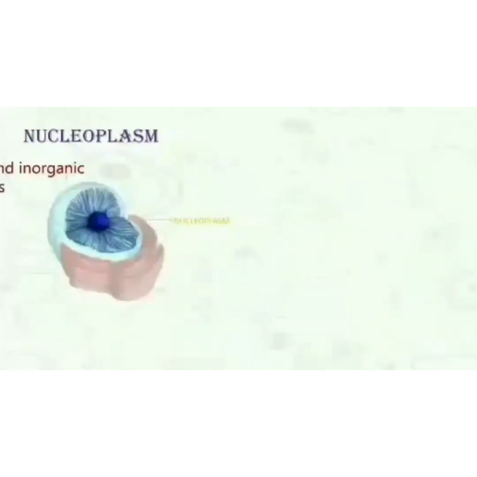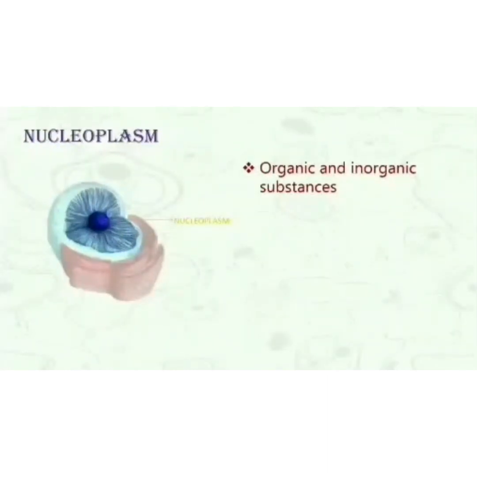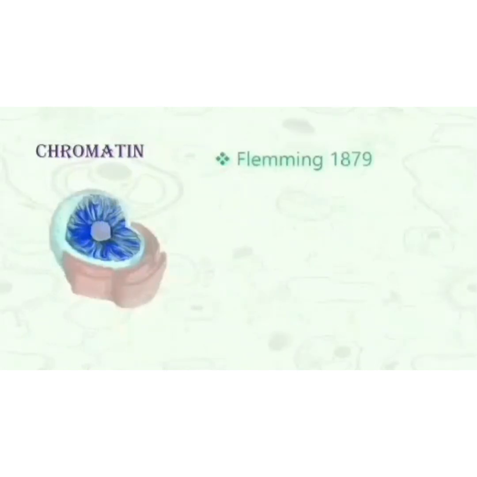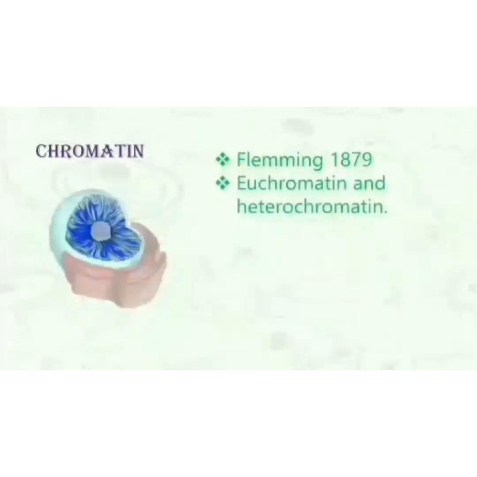The nucleus sap contains organic and inorganic substances like nucleic acids, proteins, enzymes, and minerals. Chromatin. The term chromatin was coined by Fleming in 1879. Chromatin is classified as euchromatin and heterochromatin.